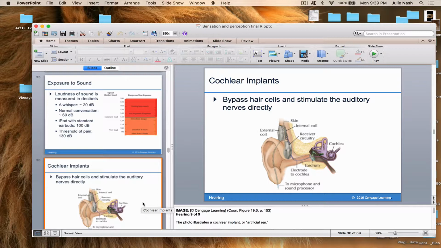Okay, this I left in because we have things where we can just bypass it if the physical features are not working right. We can go right to the neural pulse and stimulate it. So we do have these devices now.